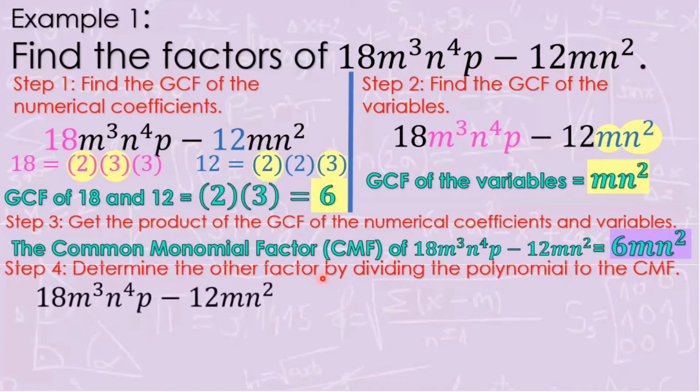So, let us rewrite our given. And then this is our CMF. So to find the other factor, let us divide each term by the CMF. So let's start with the numerical coefficient and then by the variables. So 18 divided by 6, that will give us 3. m cubed divided by m. To do that, we will apply the law of exponent.